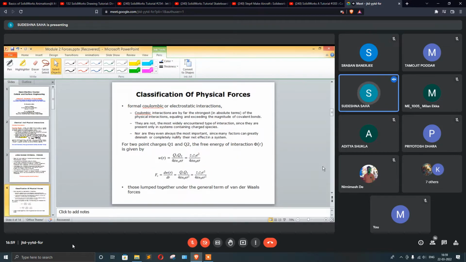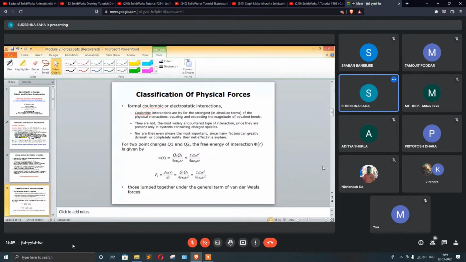Now let us move towards the classification of physical forces a little bit. We talk about it, and then we will be moving towards the van der Waals forces. So basically, the fundamental physical forces that control the non-chemical or physical interactions among atoms or molecules are mainly of two types. One is the formal Coulombic or electrostatic interaction that we already know, and then there is another which are lumped together under the general term of van der Waals forces. We will be talking about those in detail later on.